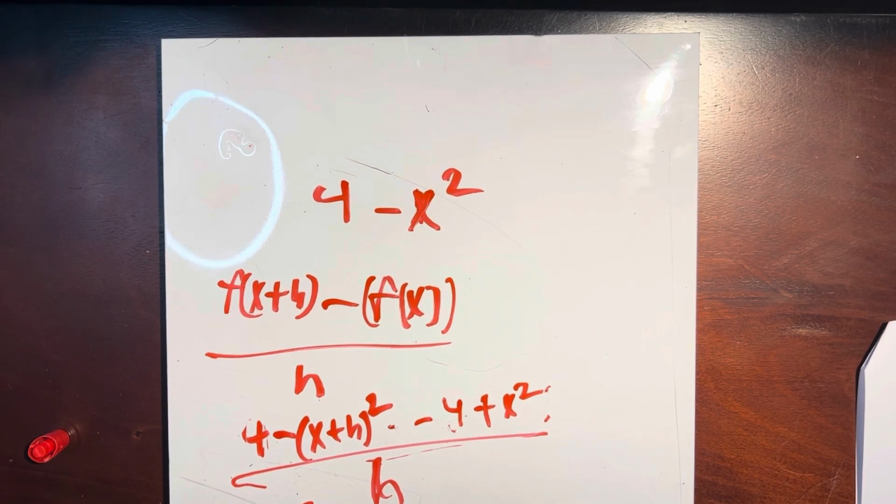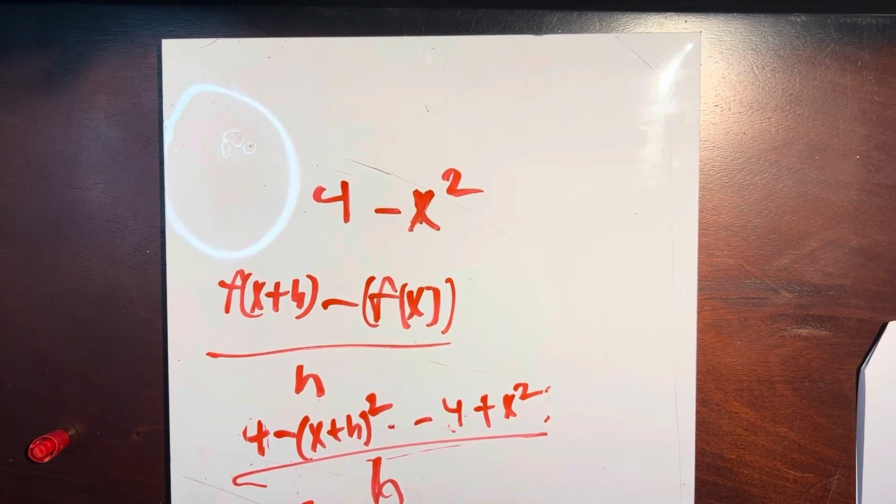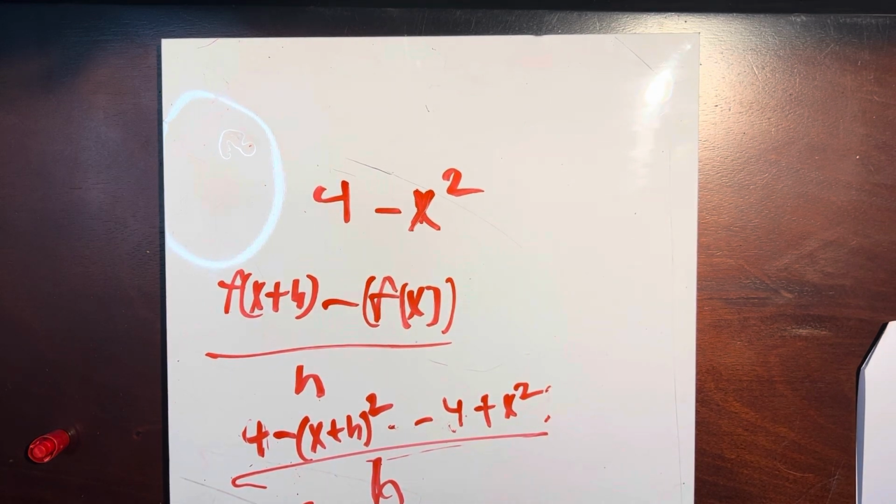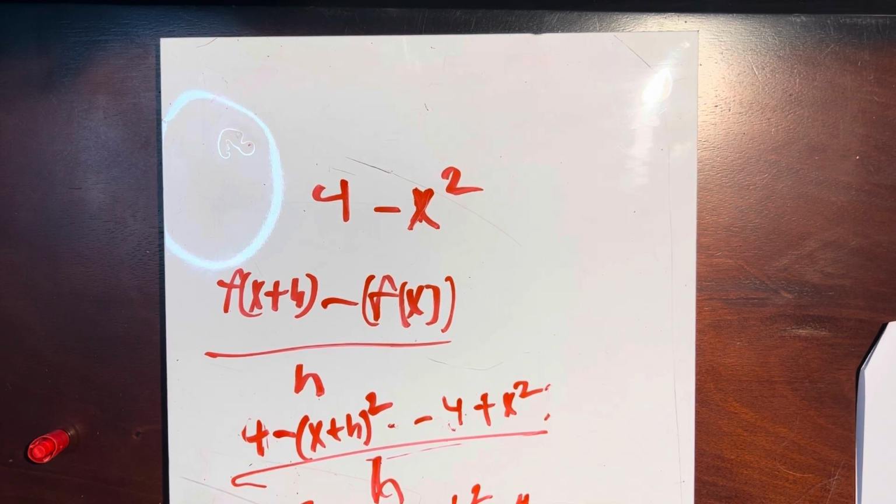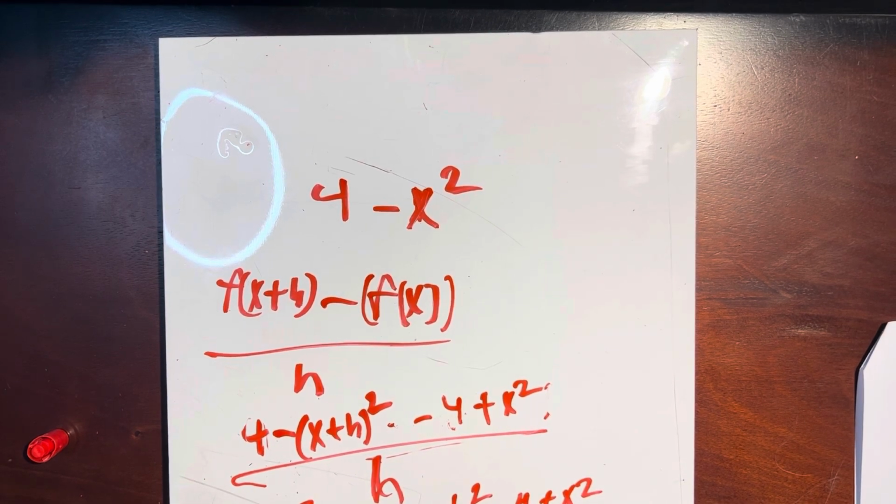Let's continue down here. 4 minus x squared minus 2xh minus h squared minus 4 plus x squared. Now, let's see what can cross out. Both our 4s can cross out, and both our x squareds can cross out.